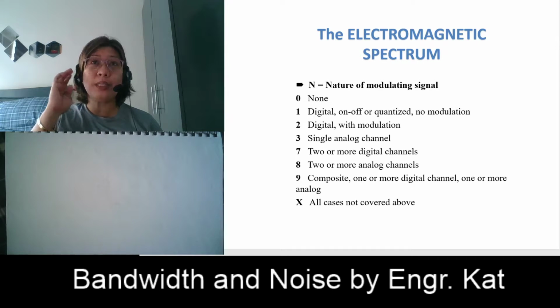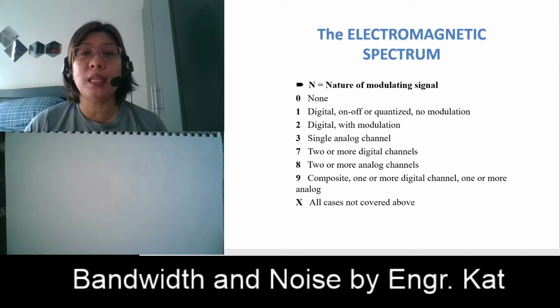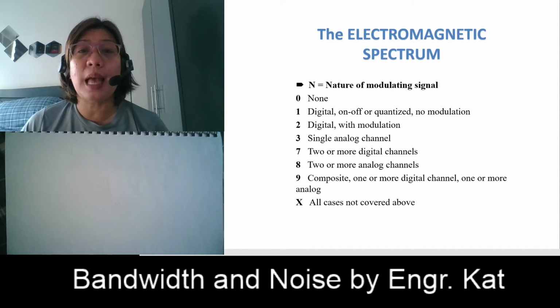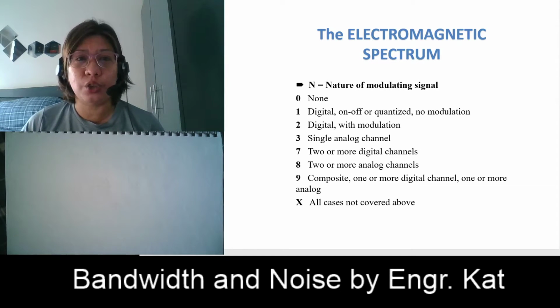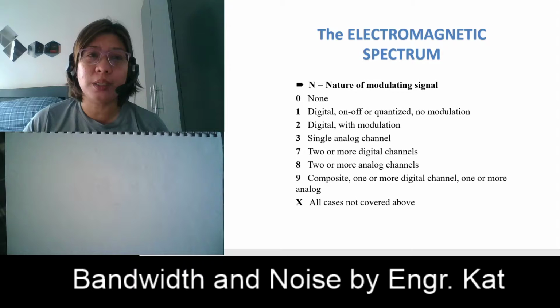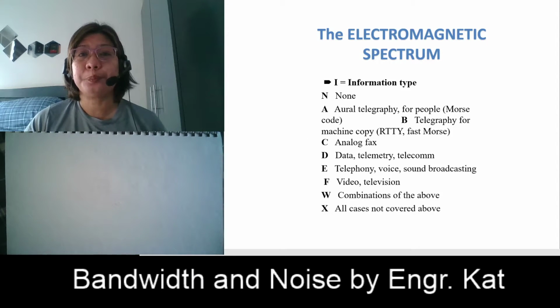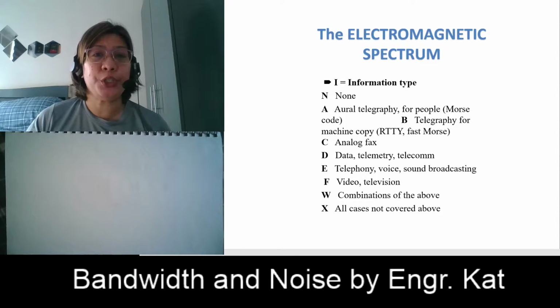Okay, so in our example A3E, we have number 3. So what does number 3 stand for? It is a single analog channel. So you are just transmitting a single analog channel. And these are the other numbers that you can make use of. Okay, and then the third letter is the information type.